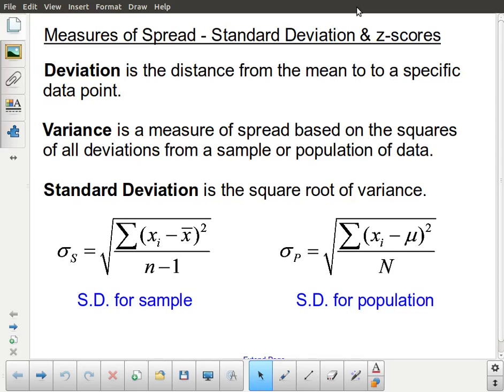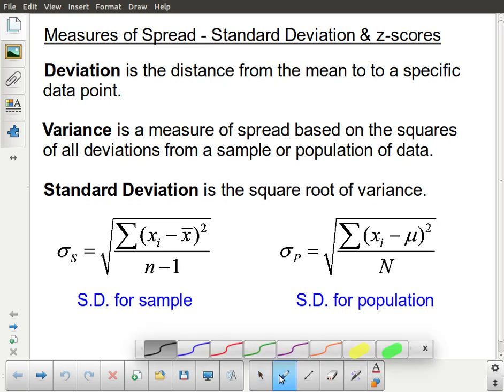For this lesson, we're going to continue along the topic that I started previously, which was looking at measures of spread. In this case, I'm going to take a look at a very specific and very important measure of spread, which is called the standard deviation. And then I'm also going to use that standard deviation to talk about and to calculate something known as a z-score.